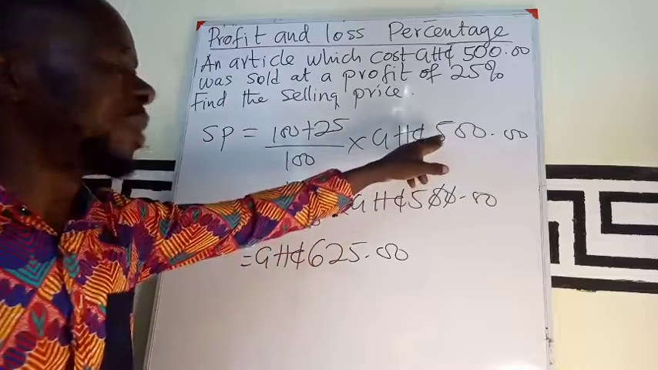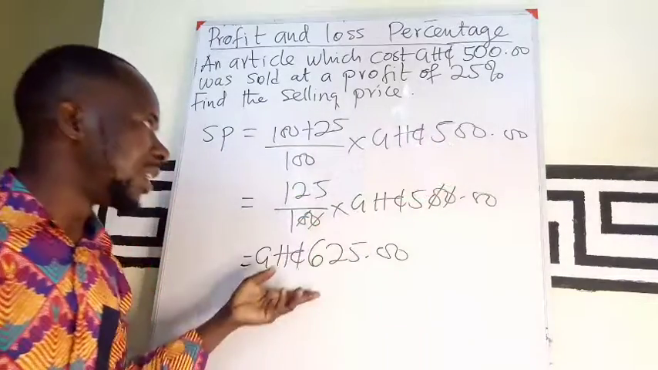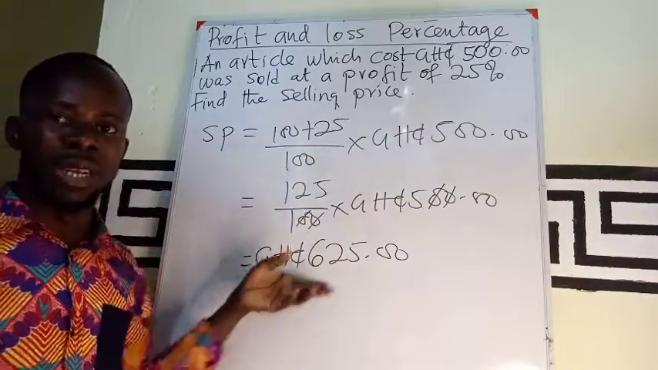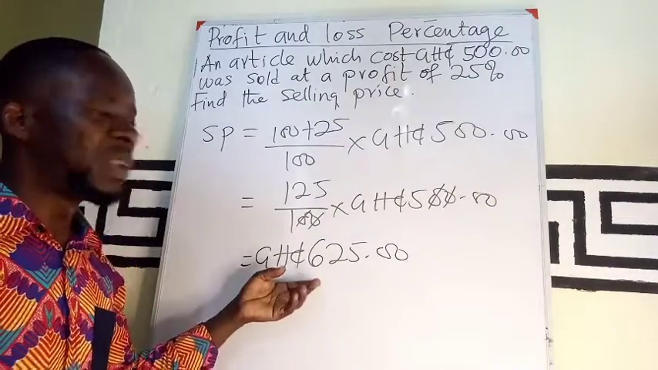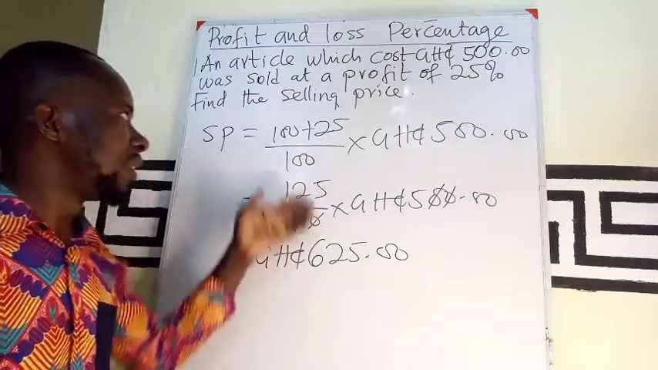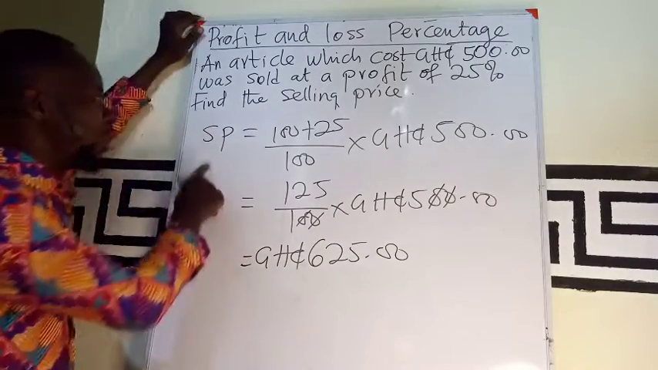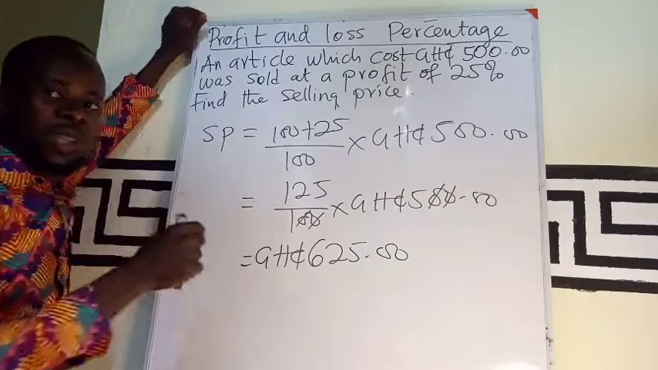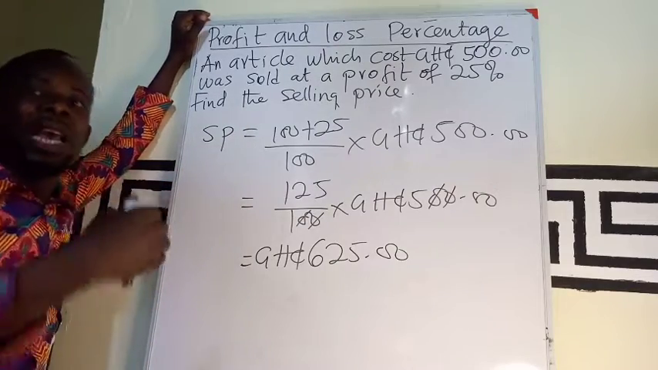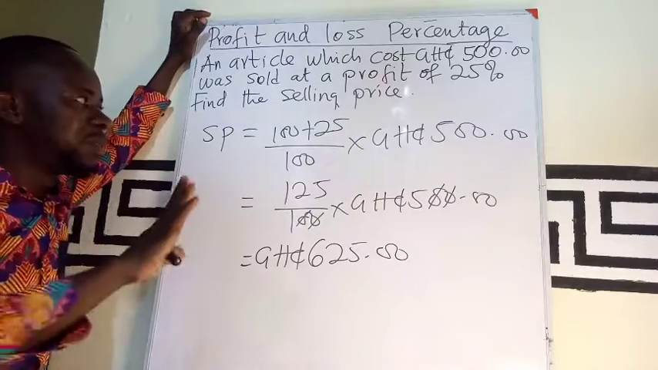The cost price will be 500 Ghana cedis. So obviously, if you do the subtraction, you can also find the profit in currency. So this is what we use when you are asked to find the selling price or a cost price, when the profit is not given in currency but in a percentage. I believe that is clear.